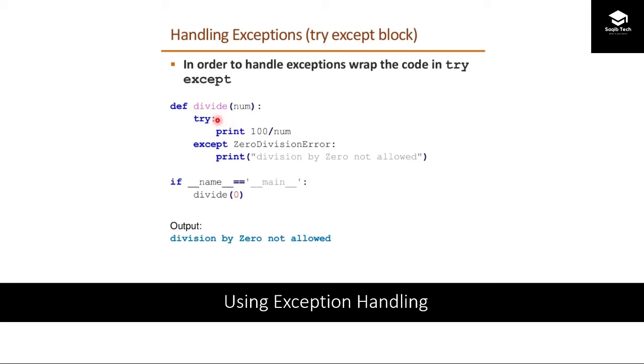I write try, then I put a colon, then inside the indentation I write print 100 by number. Now it will not give me an error, and it will go to the except block. In except I write ZeroDivisionError. This is a keyword of Python to check if a number is divided by 0. It will give me the message division by 0 not allowed. So for example, if I pass 0 to the divide function, it will give me the output division by 0 not allowed. So this was a simple example.